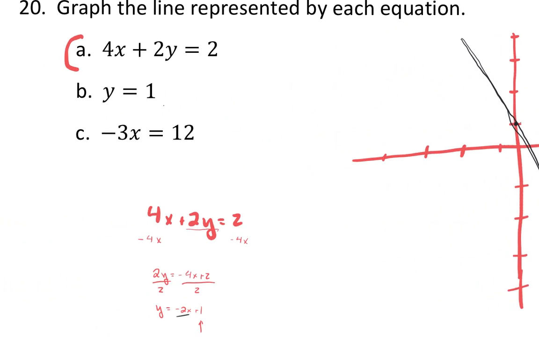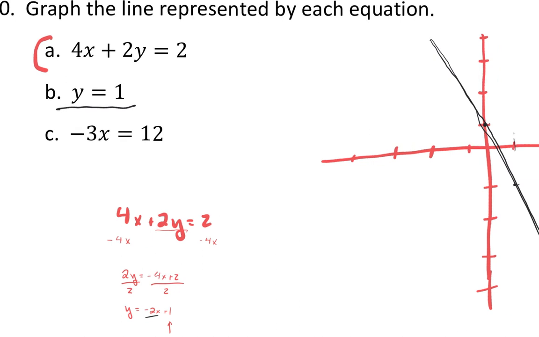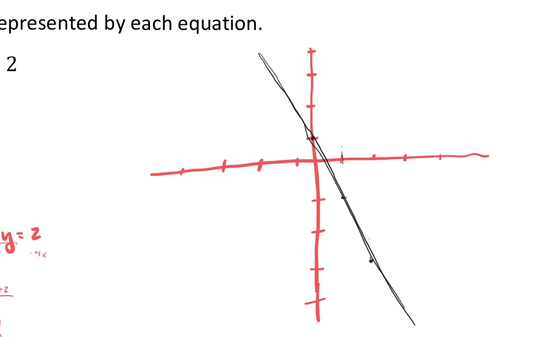Now on to this next one. Here we're just given y is equal to 1. So that means that no matter what x is, y is always going to be 1.